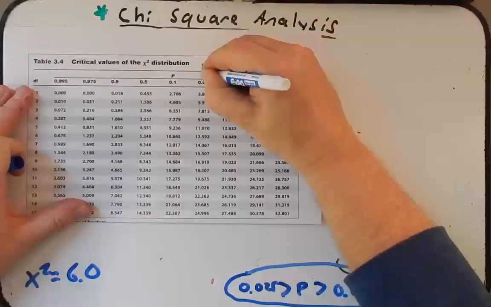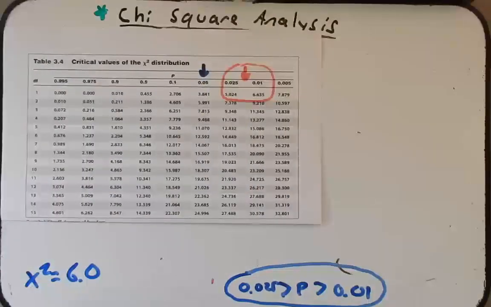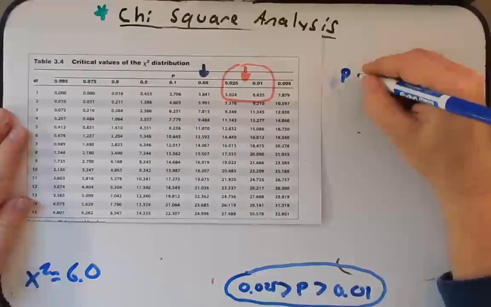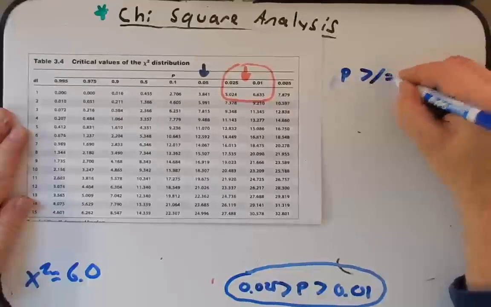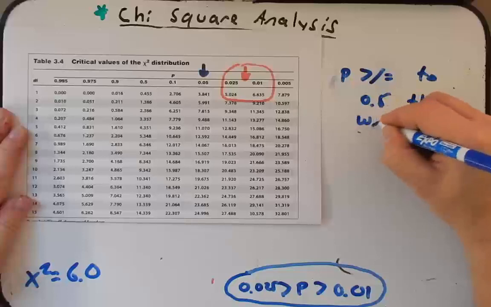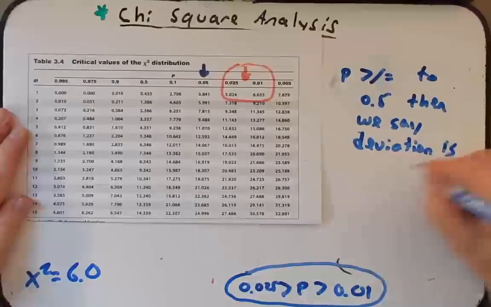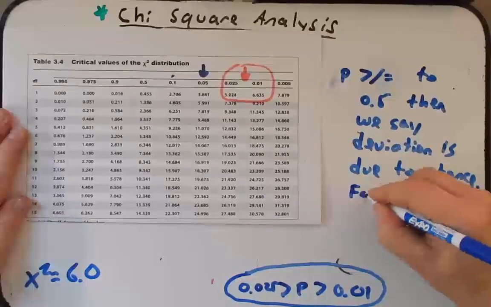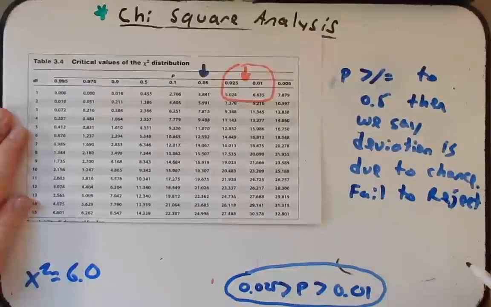So a common probability that we use in chi-square analysis to determine whether or not we're going to reject or fail to reject a hypothesis is 0.05. So if P is greater than or equal to 0.05, then we say deviation is due to chance. And we fail to reject the hypothesis.